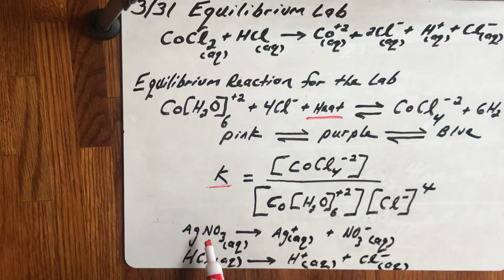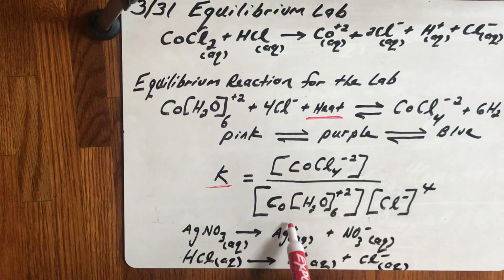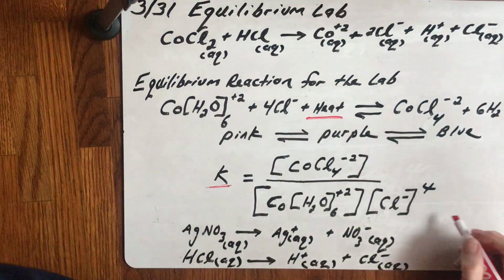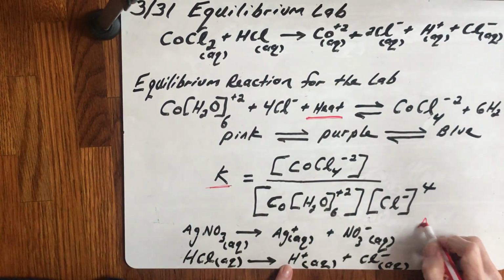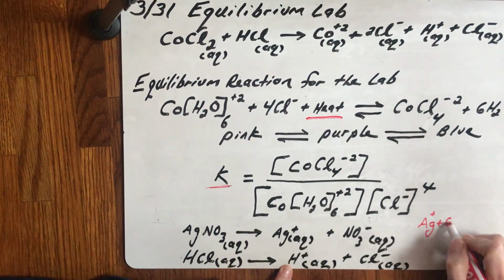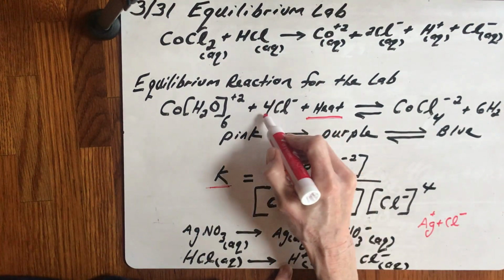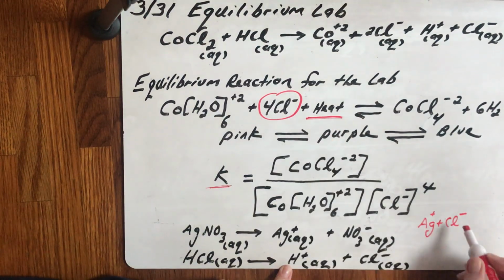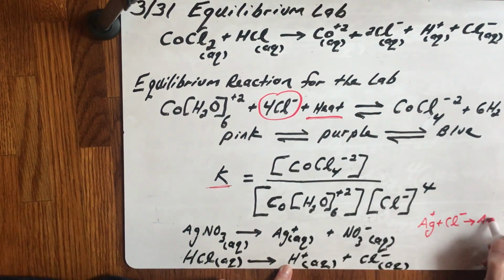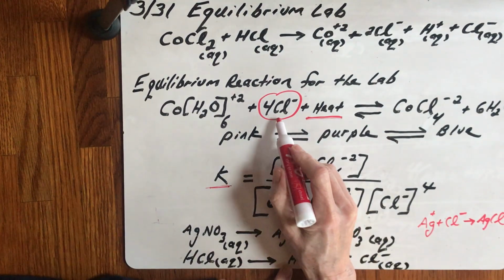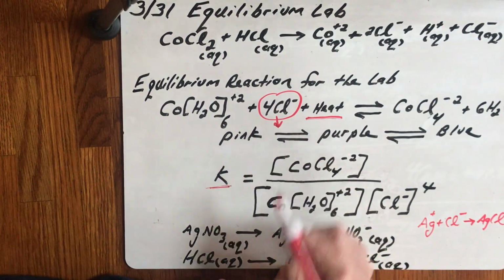So then there's two other parts of the lab where you're going to add an AgNO3 solution to this solution. And when you do that, you're going to release some silver ions. When you release the silver ions, those silver ions are going to react with the Cl- that's in your original solution. And so what that's going to do is create a precipitate, and you're going to end up pulling Cl- out of the reaction.